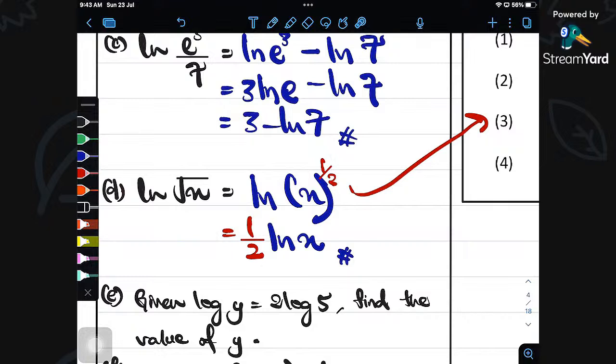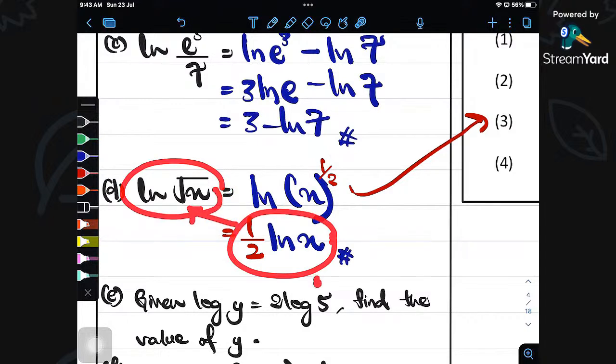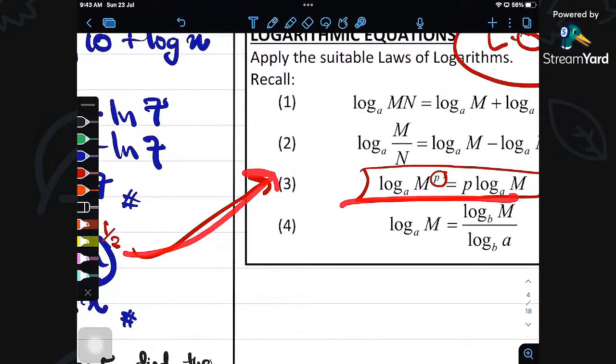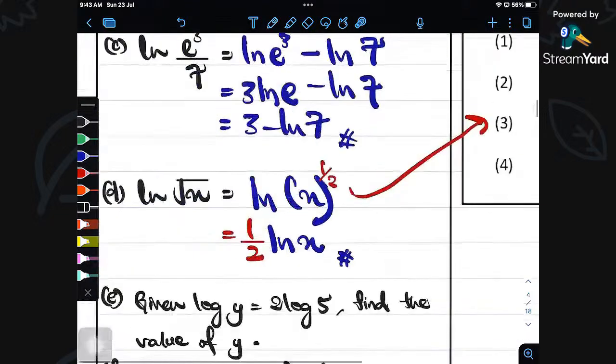Kenapa saya kata dia sama? Sebab dia equal sign. Equal sign means equivalent. This left is equal to that. This right hand side is equal to the left hand side. So mereka adalah sama berdasarkan formula yang kita telah pun belajar di SPM dulu.